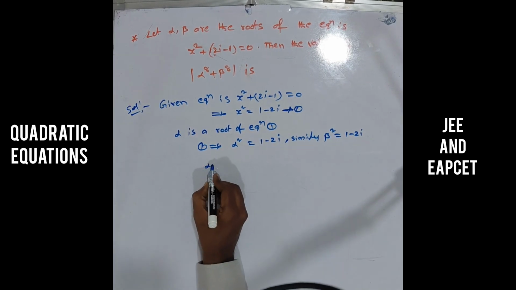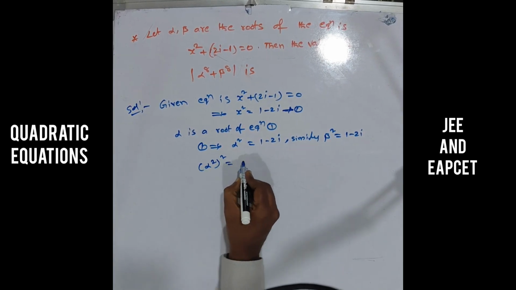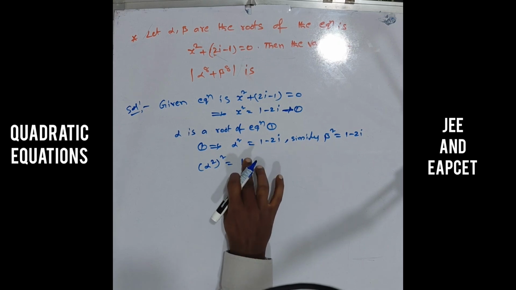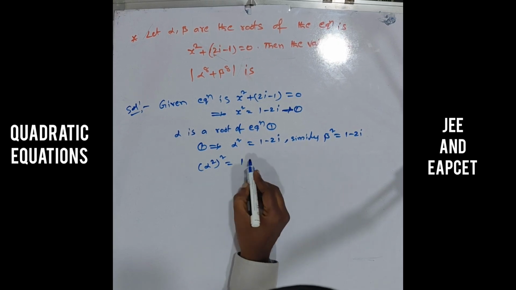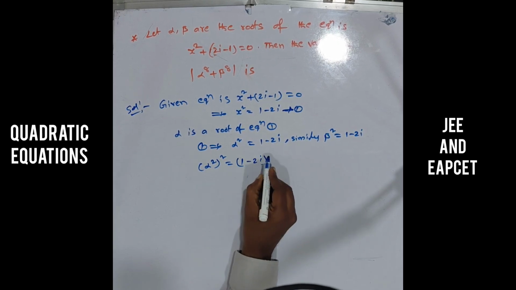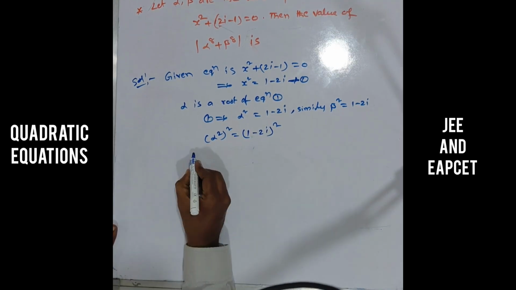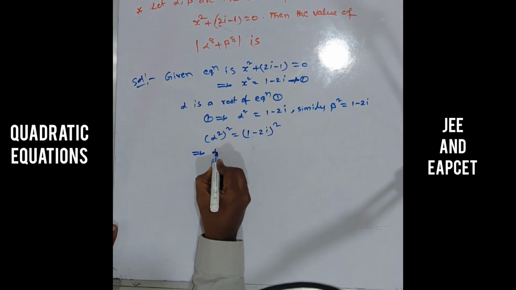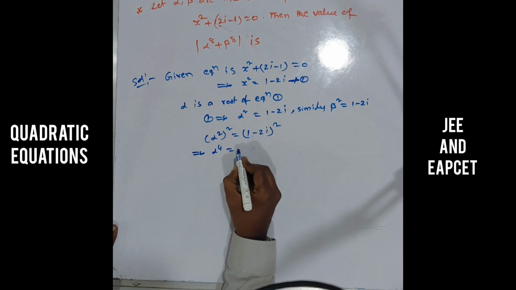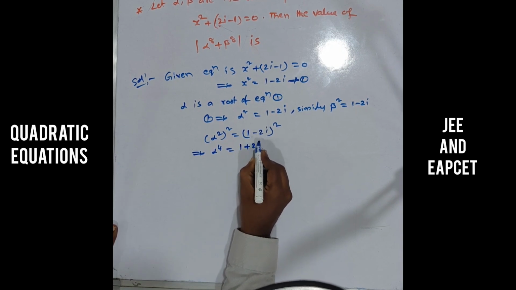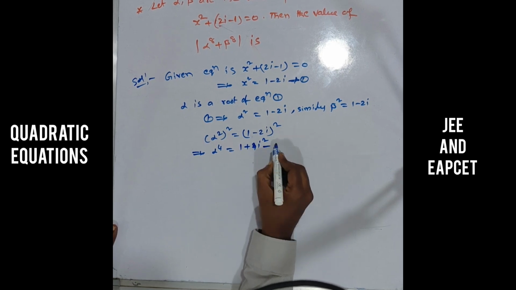Okay. Alpha square whole square is equal to 1 minus 2x whole square. This implies 2 into 2, 4, alpha power 4 is equal to. This is an a minus b whole square form. 1 square is 1, plus 2x whole square is 4x square, minus 2ab. 2 into 1, 2, 2 into 2, 4, minus 4x.